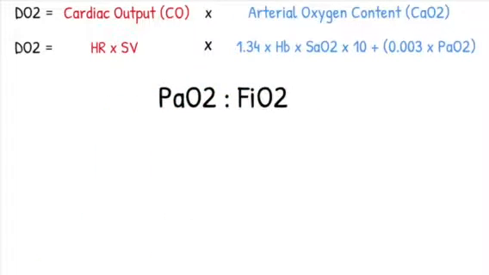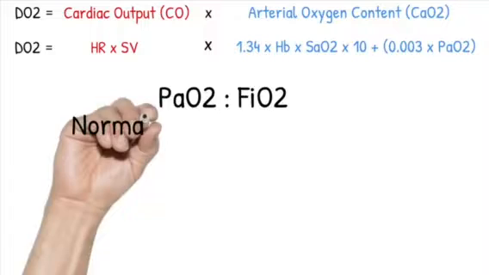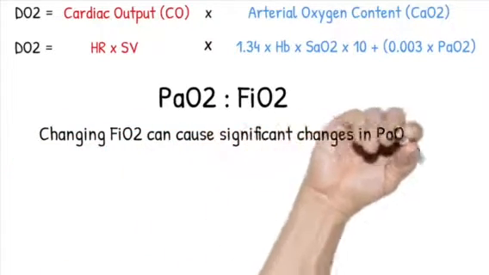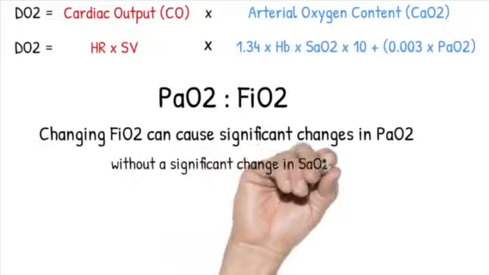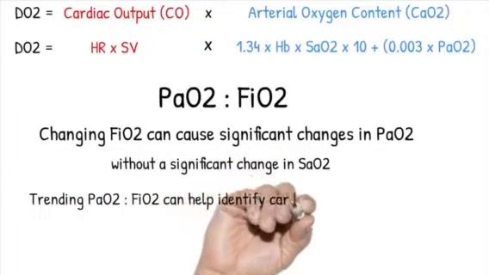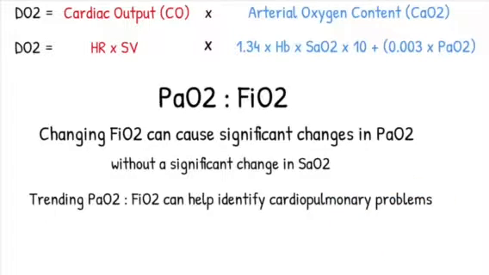Understanding the relationship of the PaO2 to FiO2 is important. The normal PaO2 to FiO2 ratio in an adult at rest should be greater than 400. However, many factors lower this number, including obesity, lung disease, and pulmonary edema, to name a few. Changing the FiO2 can cause significant changes in the PaO2 without a significant change in the SaO2. Therefore, trending the PaO2 to FiO2 ratio can help the clinician identify problems in the cardiopulmonary system.